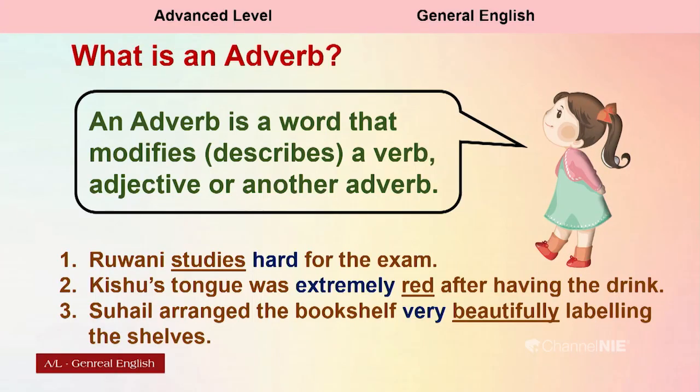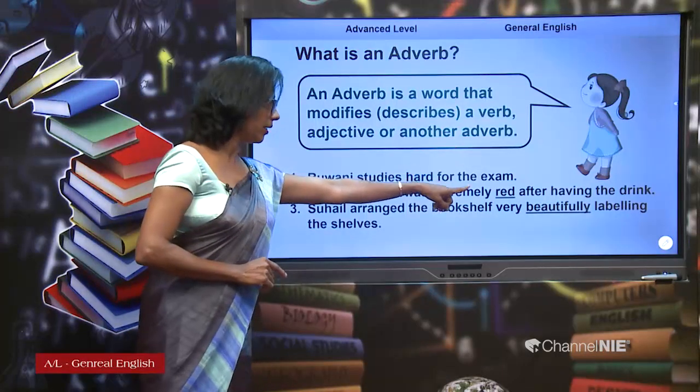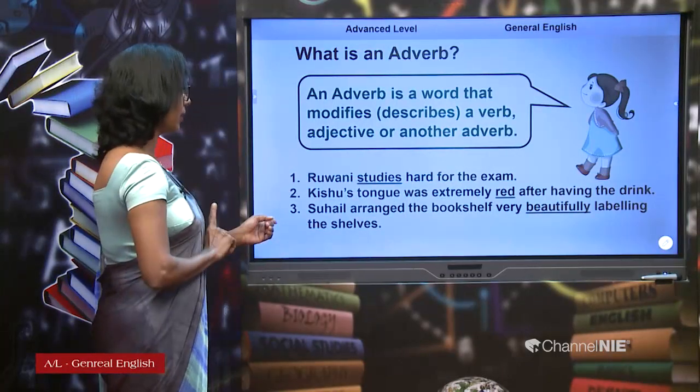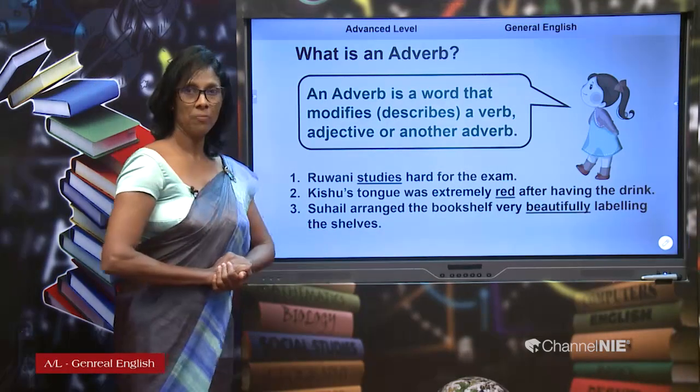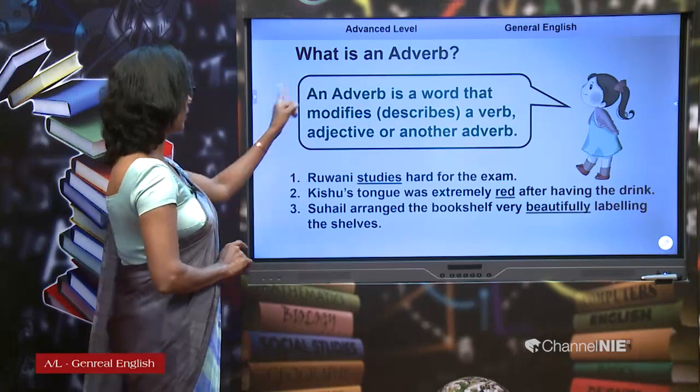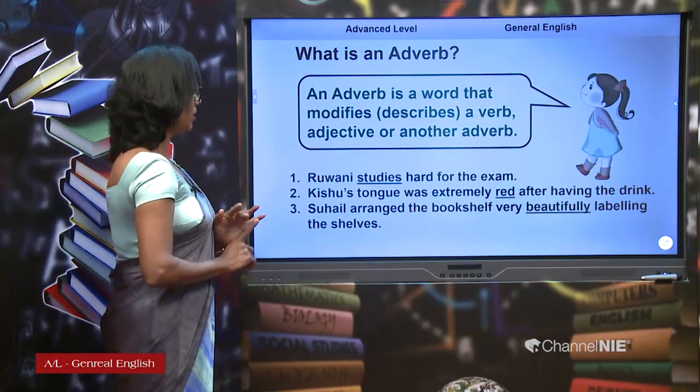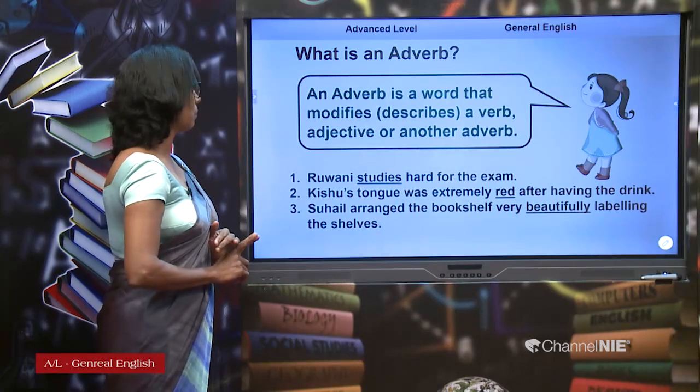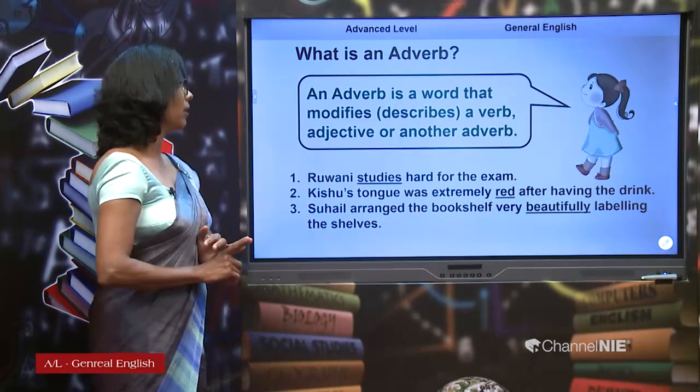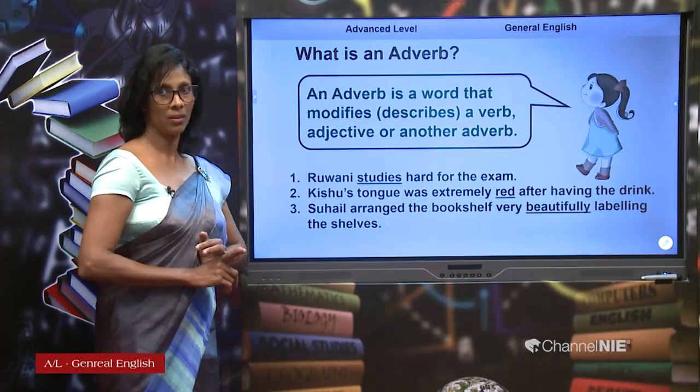Then what about the third example? So, Suhail arranged the bookshelf very beautifully. So, beautifully again is an adverb. That adverb is again qualified by the adverb very. So, that is why we said at the beginning in our definition that an adverb can describe a verb or an adjective or another adverb. Beautifully, the adverb, is described or modified by the other adverb very, right. So, is it clear now? So, the definition is: an adverb is a word that modifies or describes a verb, adjective or another adverb. I think you have understood it.